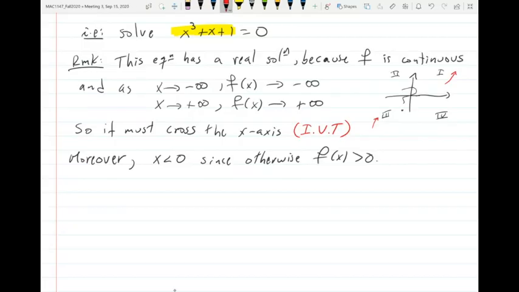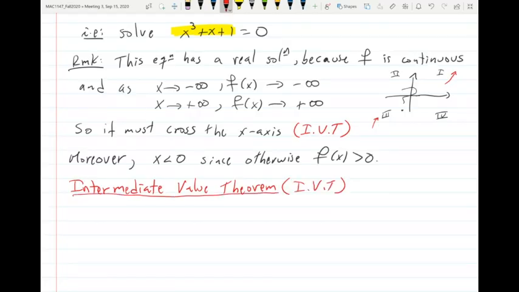So the idea that we just used here was what we call the intermediate value theorem. Again, this is just to convince ourselves that there is a solution. We don't know what it is yet, but at least we know there is something to be found. So, intermediate value theorem. That's what IVT stands for.